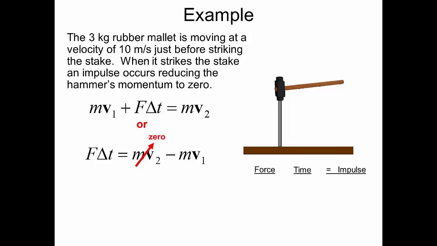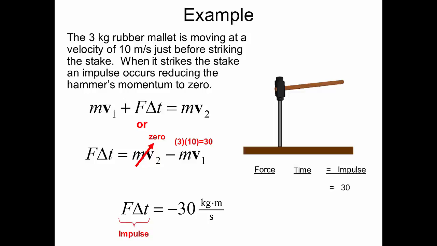Well, we know that when the rubber mallet strikes the stake, the momentum stops. It reduces the momentum to 0. So we can cancel that term out. Our initial momentum is simply the mass times the initial velocity, or 3 kilograms times 10 meters per second, which is 30. So our impulse, our force times the change in time, is equal to negative 30 kilograms meters per second.